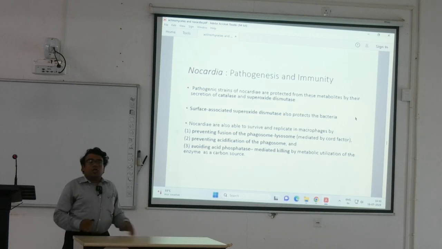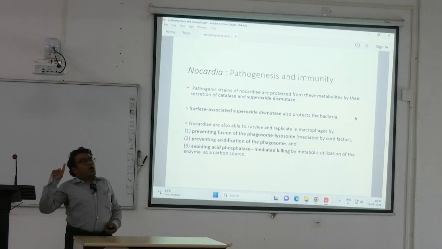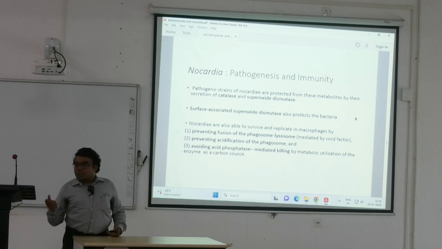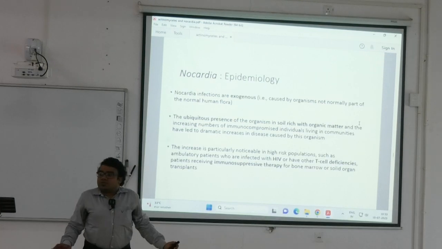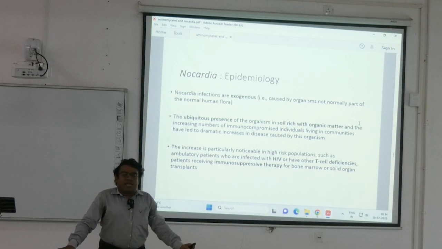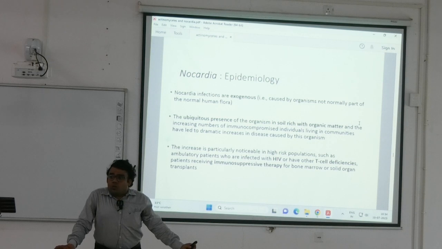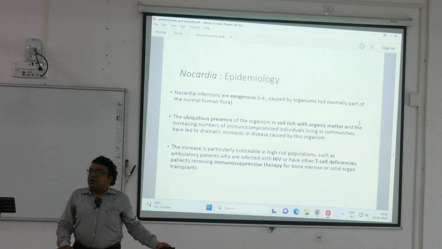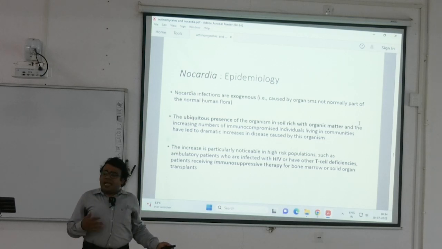Understood? So there are two main virulence factors. One is a cord factor, which prevents phagocytosis and opsonization. Actinomycetes are always endogenous infections. They are not exogenous. However, Nocardia are always exogenous. These are present in the environment, predominantly in the soil with organic matter. Organic matter means obviously plant and animal excreta.